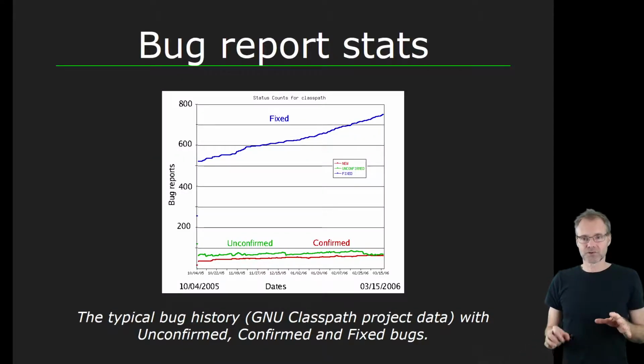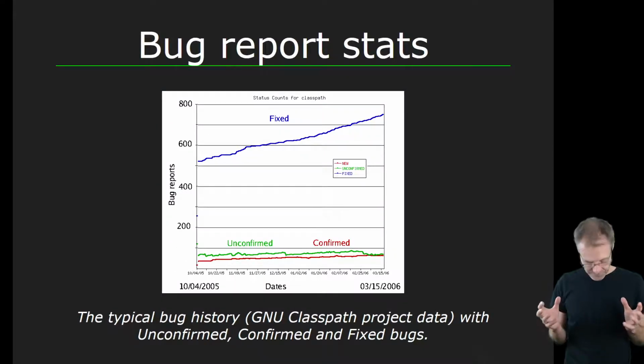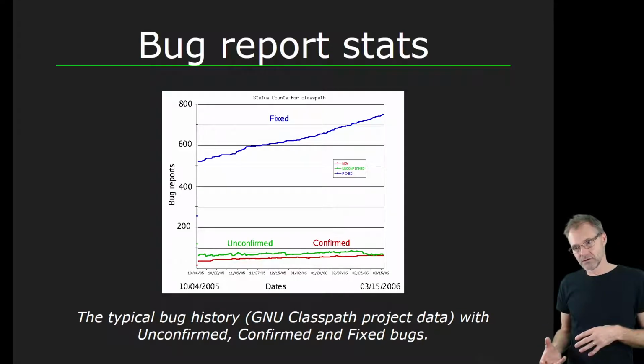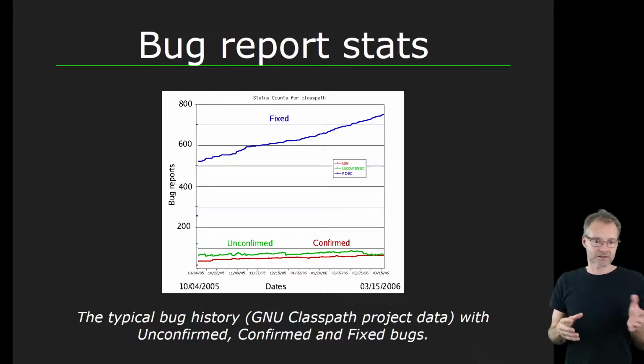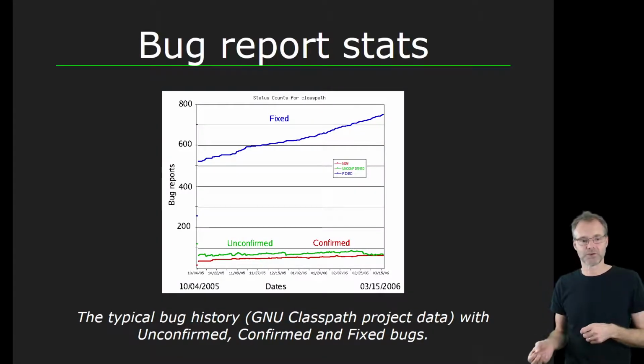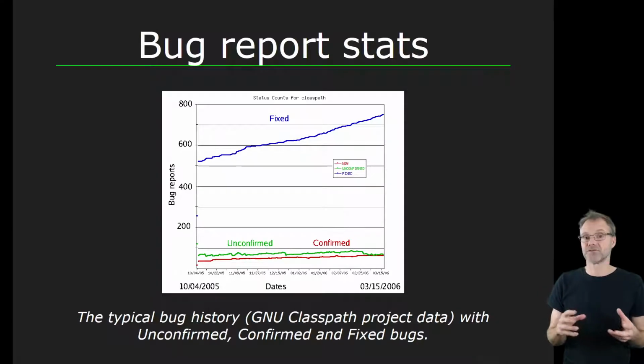So this is a bug report from a larger project. It's common that in a software development project you will get a lot of bugs at the end. So even if you're very good at testing, you will get a problem in the end. Here we see some graphics on unconfirmed and confirmed fixes. Unconfirmed, we could not repeat them. Confirmed can be repeated, and then we have a lot of fixed bugs.